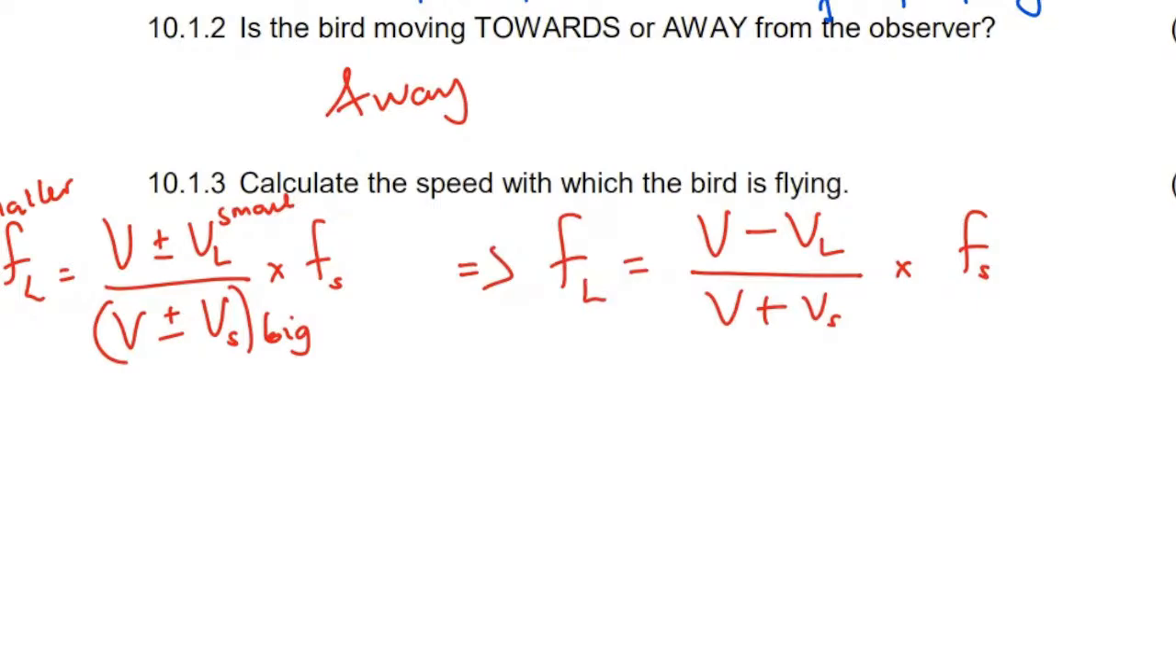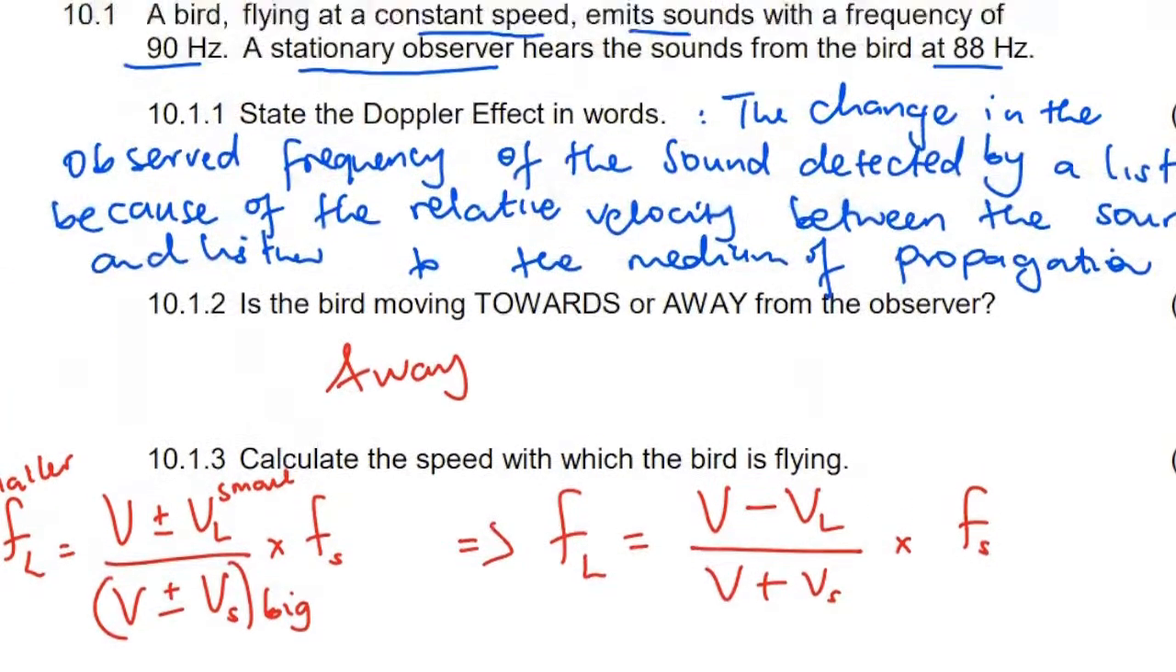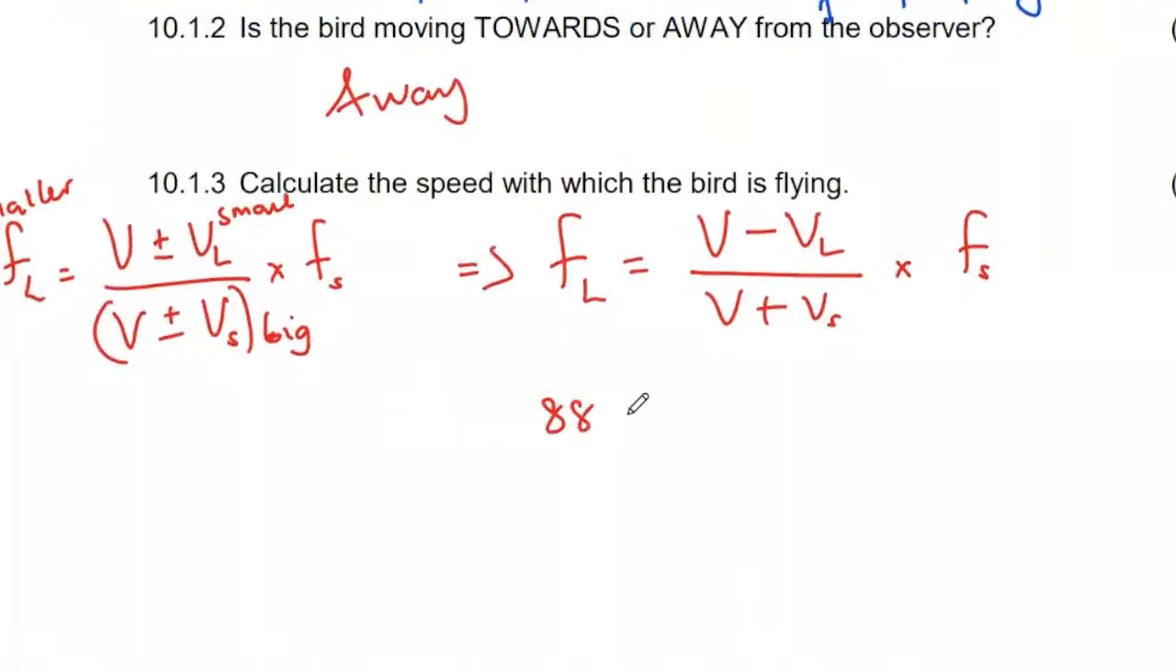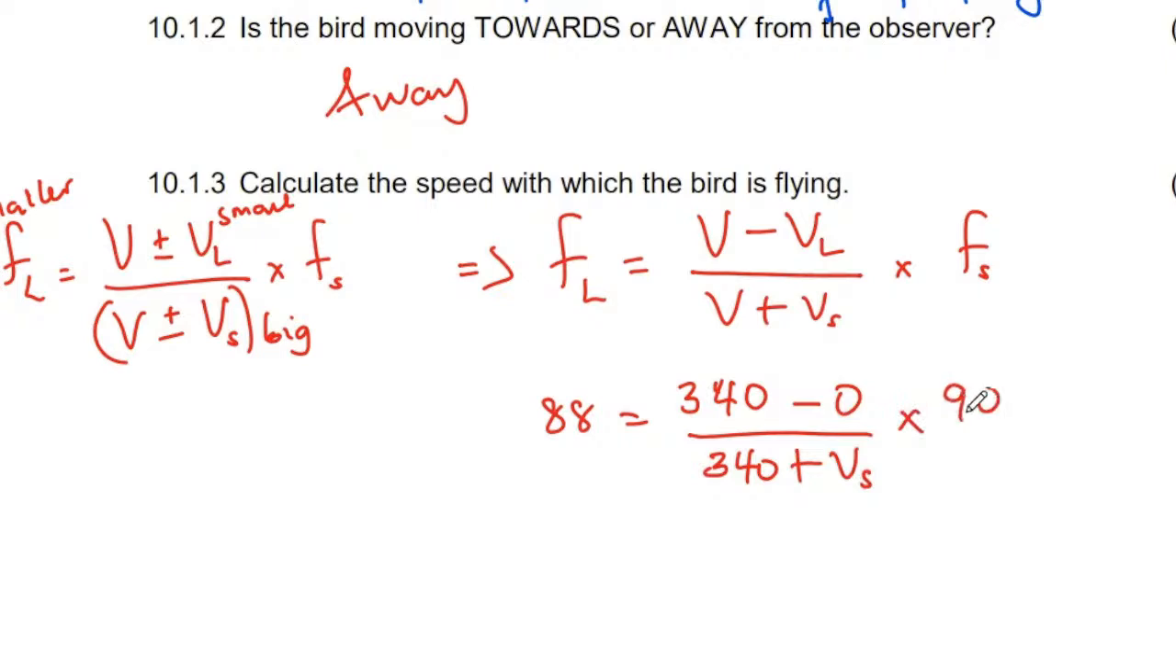Now we know that the frequency of the listener is 88 Hertz, so I just substitute that. This is our 88. What does the V represent? V is usually the speed of sound, which is 340 meters per second. We can get that from the information page. Then we subtract the velocity of the listener. The listener is stationary, so that's 0, over the velocity of sound waves plus the velocity of the source, which we don't know, times the frequency, which is 90.